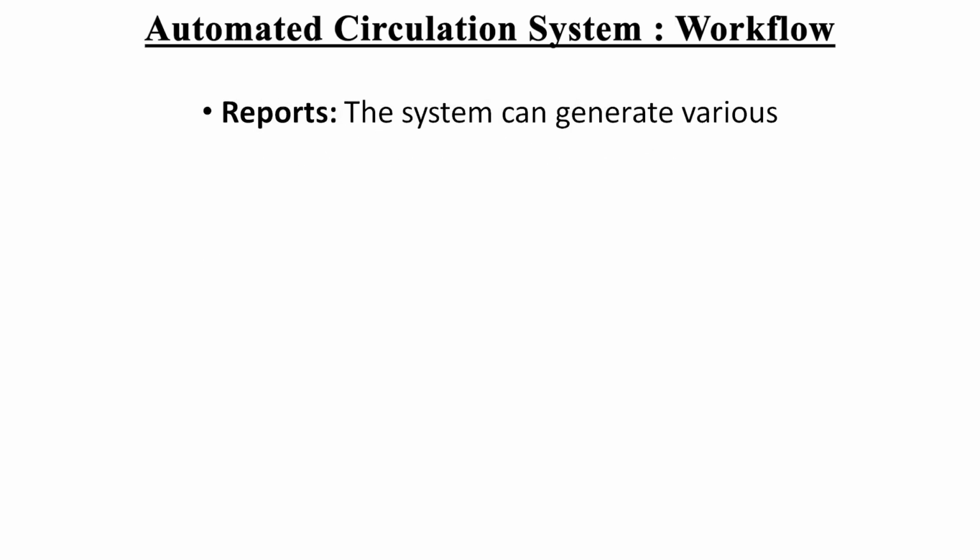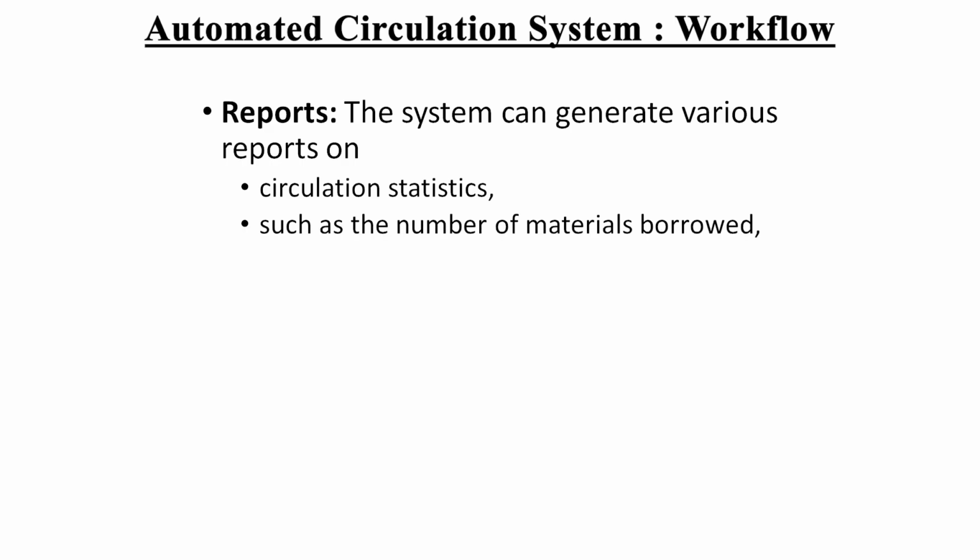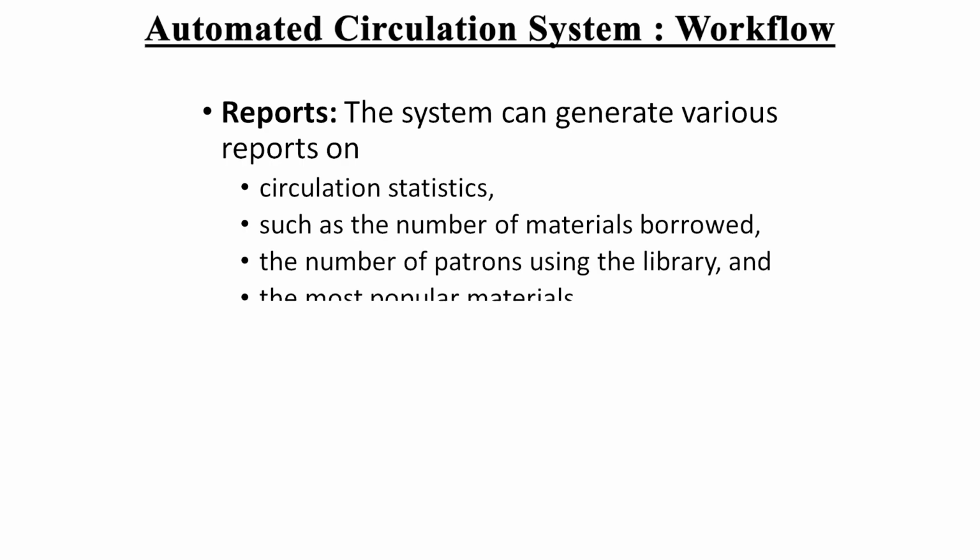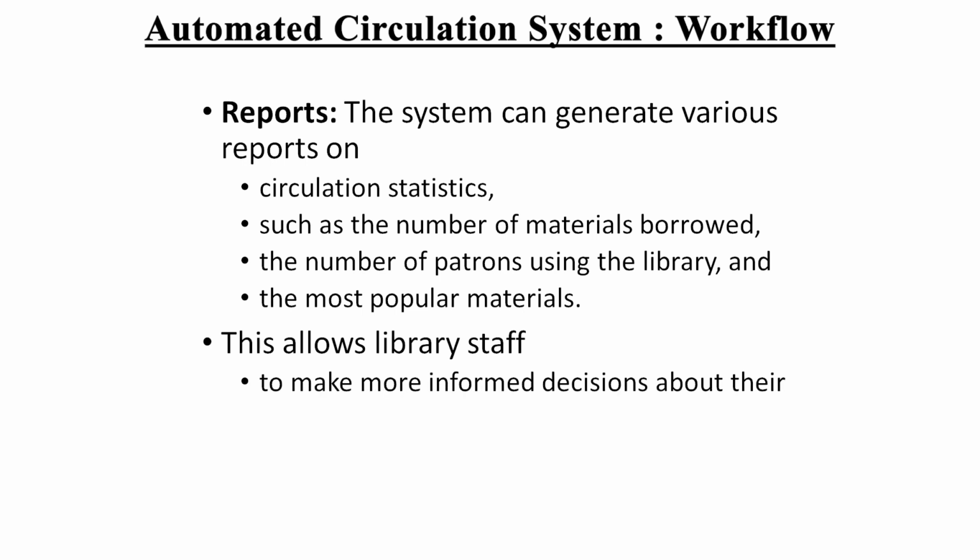So, reports. The system can generate various reports. What kind of reports are there? Circulation statistics. What is the circulation per hour? What is the circulation for a month? What was the circulation for a year? What is the circulation for 5 years? Every year the circulation statistics will tell us how the users are coming, what kind of users there are, who the more frequent users are, whether students use it more or not.